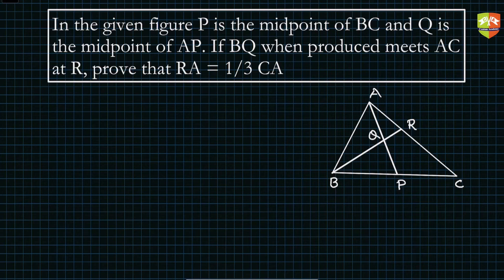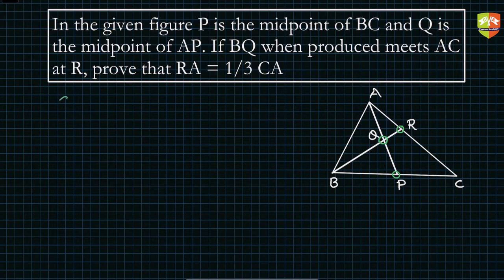The given question says that P is the midpoint of BC. So let us highlight point P. This is P, it's the midpoint of BC. Q is the midpoint of AP, right? And if BQ when produced meets AC at R, this is R, prove that RA is 1/3 of CA, or RA by CA is 1/3. So that's the question.